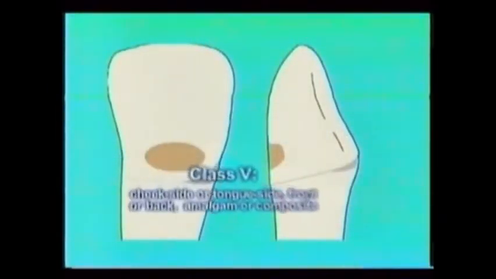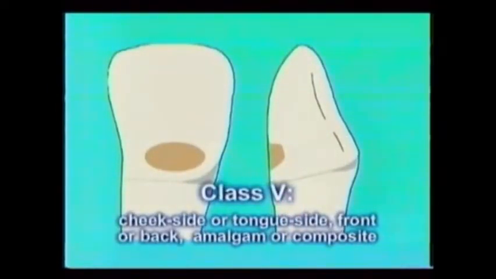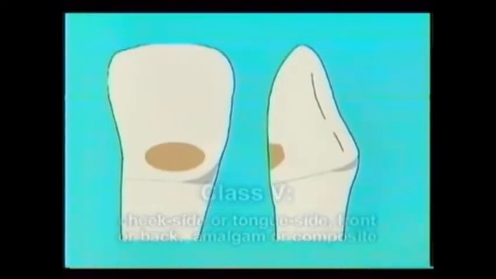A Class V filling is one that's placed on the cheek or the tongue side of a tooth, either in front or on a back tooth. Both amalgams and composites are routinely used.